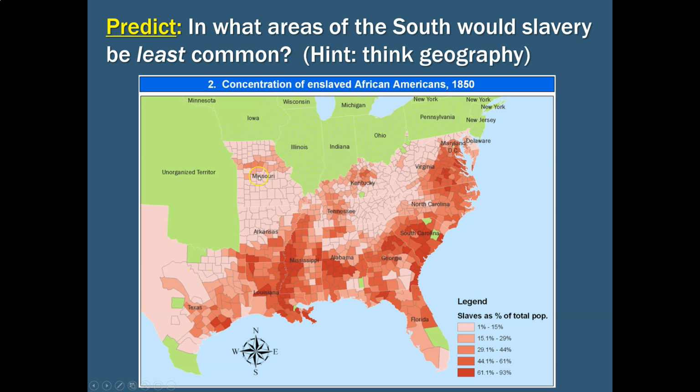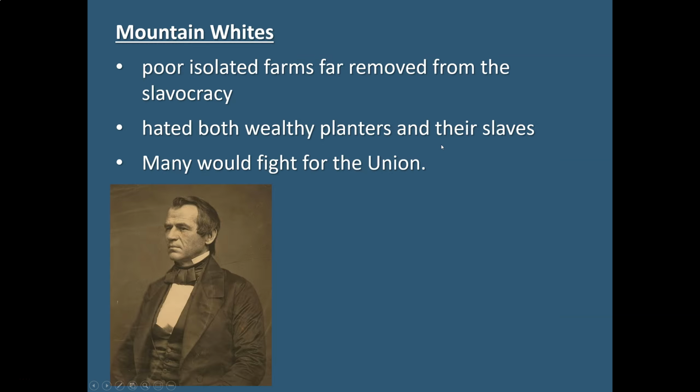Also, in some of these areas, it's just not good for cash crop farming. But you'll also notice this big gap right here, and this, of course, would be the Appalachian Mountains. So this would bring us to our final group of the South. We're going to refer to these people as mountain whites. And mountain whites tended to be farmers who are on the poor end of things. They tend to live in mountainous, rugged terrain where cash crop farming is just not a viable option.